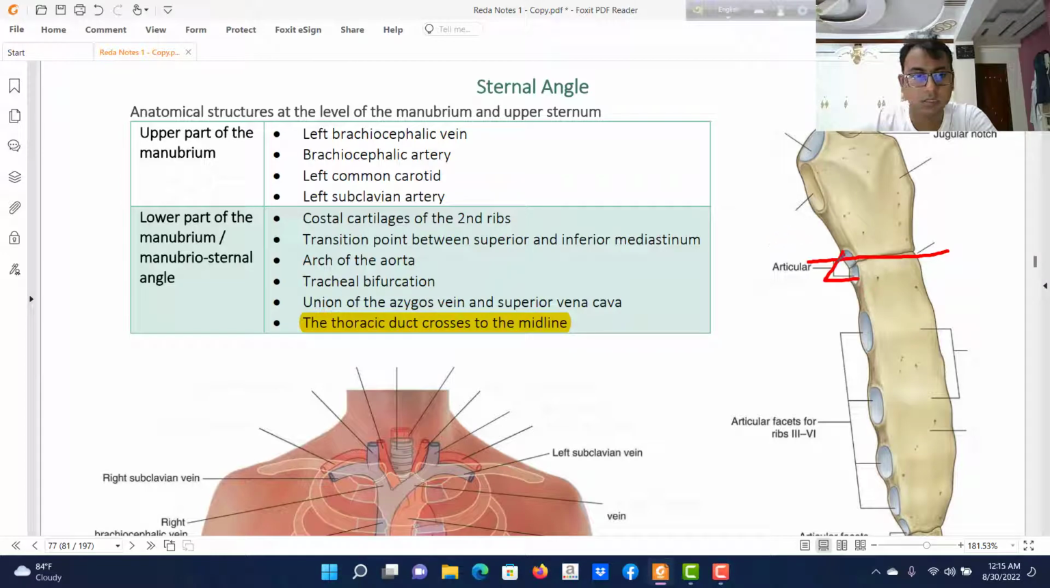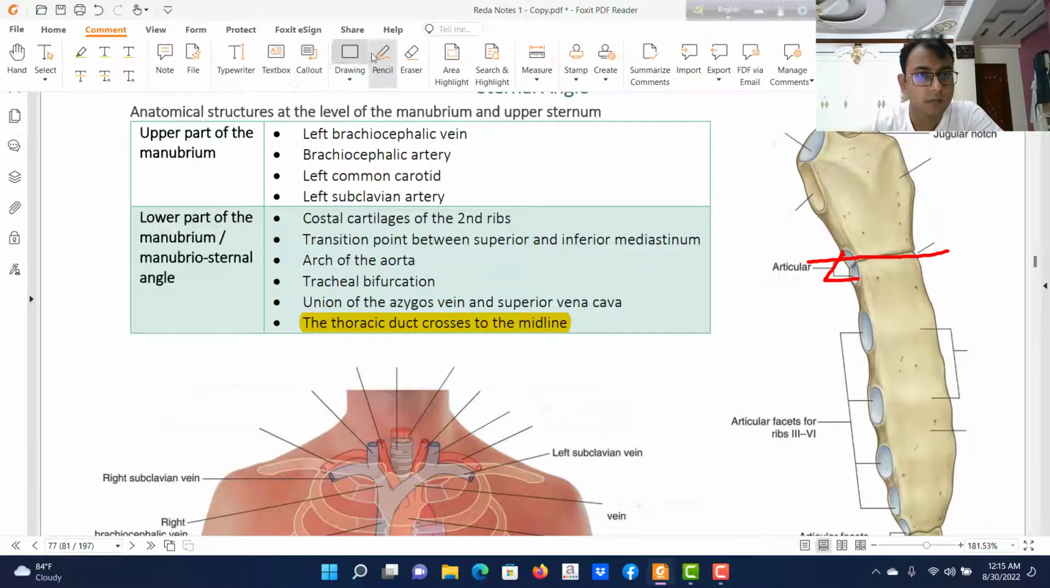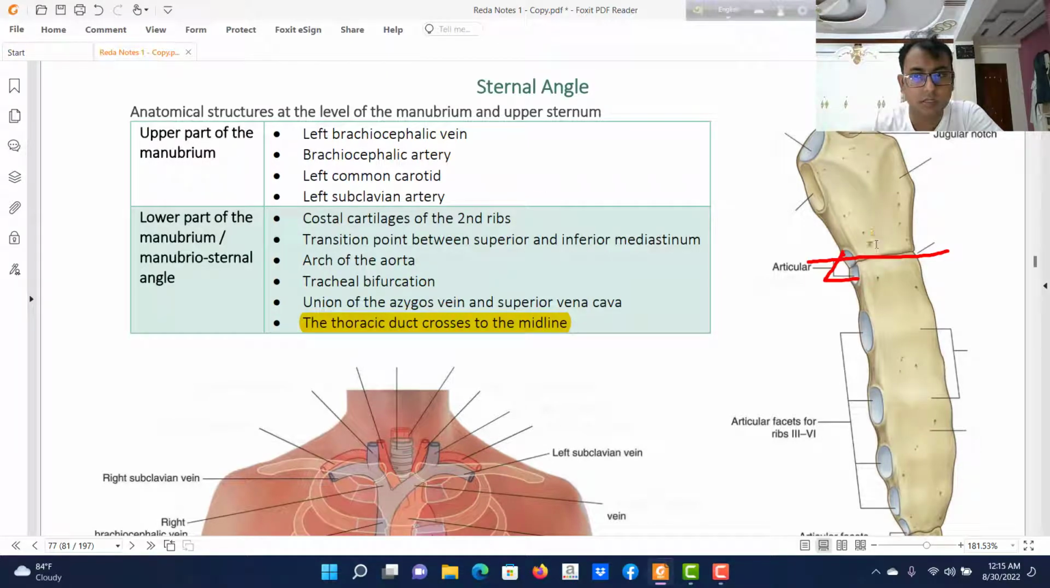What are the structures that lie here? There is an importance of this angle. The upper part of the mediastinum contains the left brachiocephalic vein, brachiocephalic artery, left common carotid artery, and left subclavian artery. These four important great vessels lie just behind the manubrium sterni.